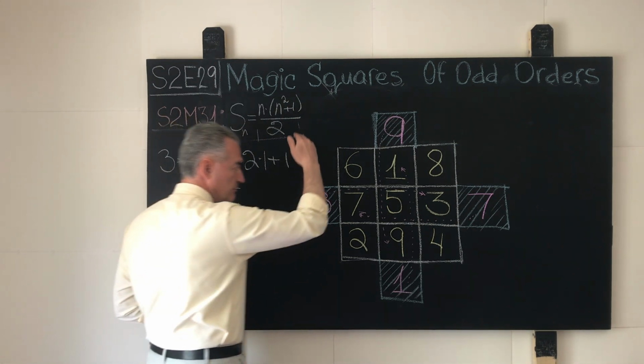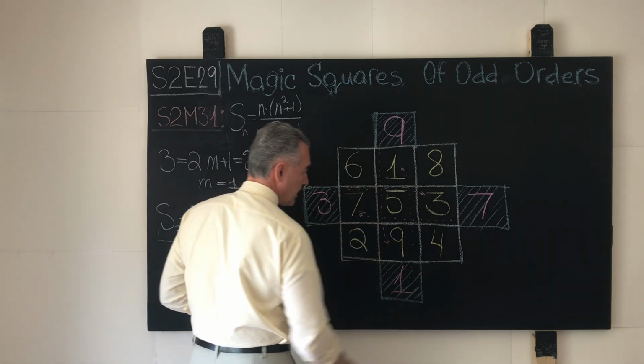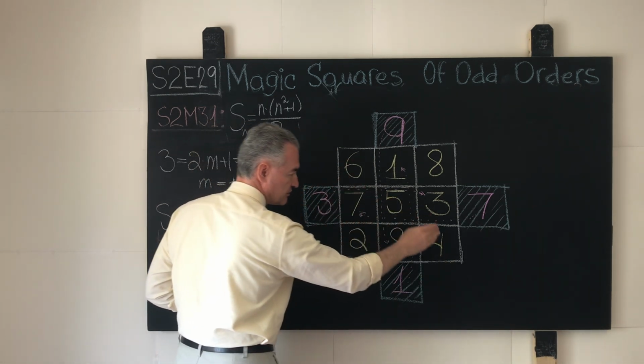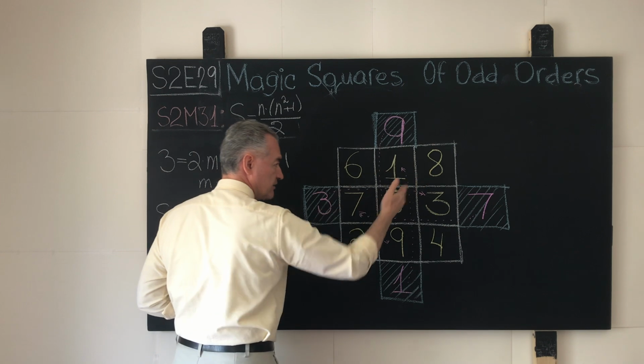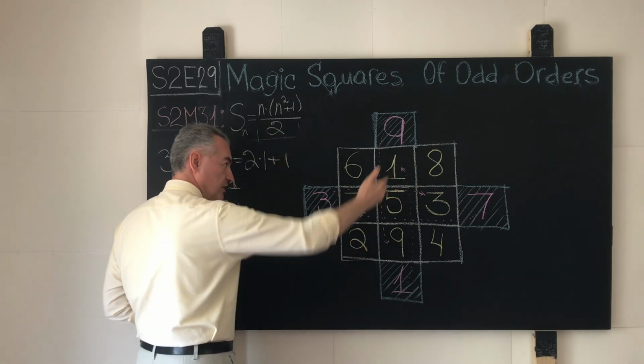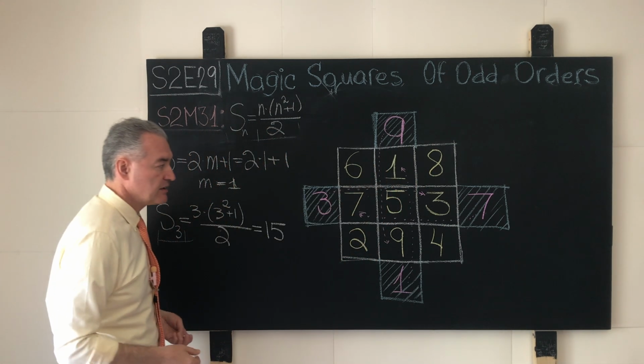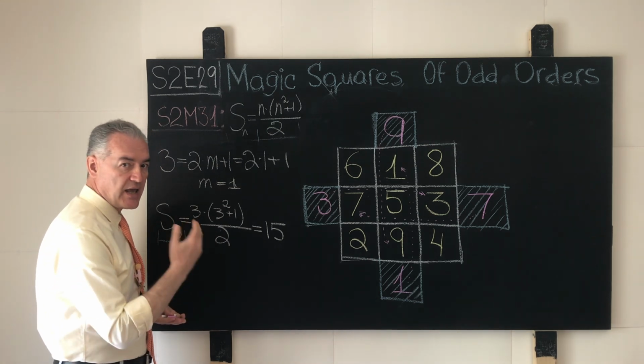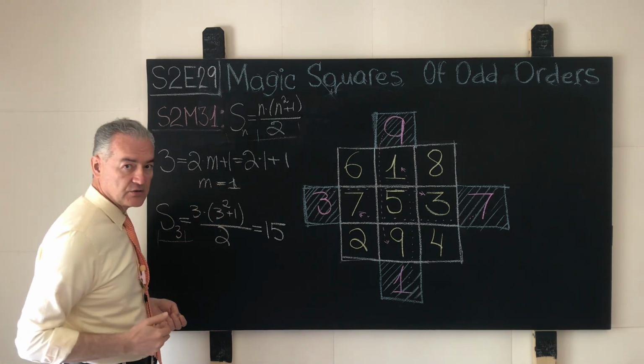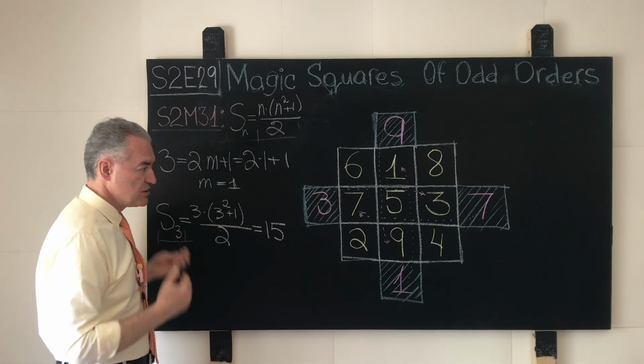And along the main diagonal we have what? 6 and 5, 11 and 4, 15, 8 and 5, 13, and 2, 15. Along the secondary diagonal, problem solved. A magic square of an odd order, of order 3, is generated.